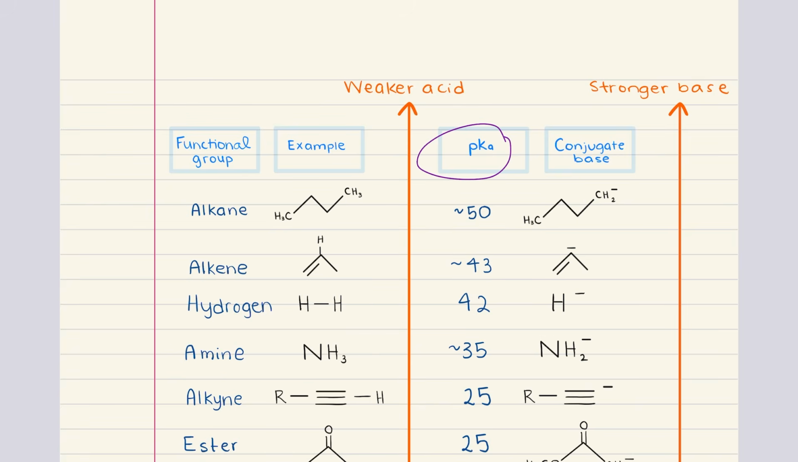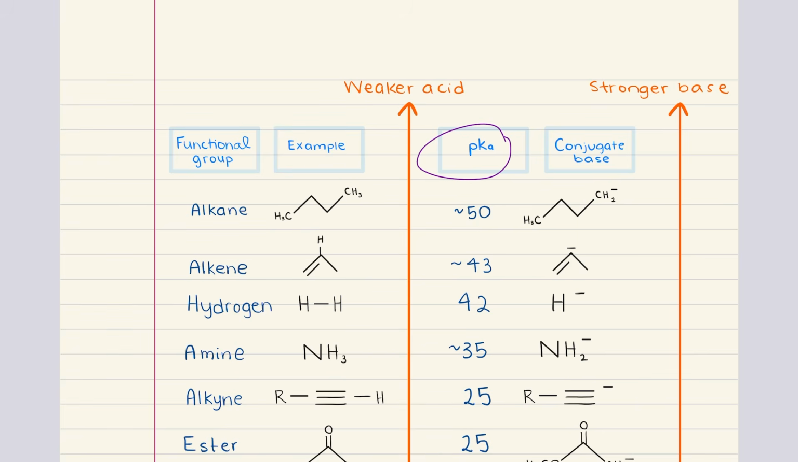This also means that the conjugate base of a strong acid will be weak, whereas the conjugate base of a weak acid will be strong. So there's this inverse relationship that's present. Understanding these trends is going to be super important for predicting reaction mechanisms and proton transfer events in organic chemistry.